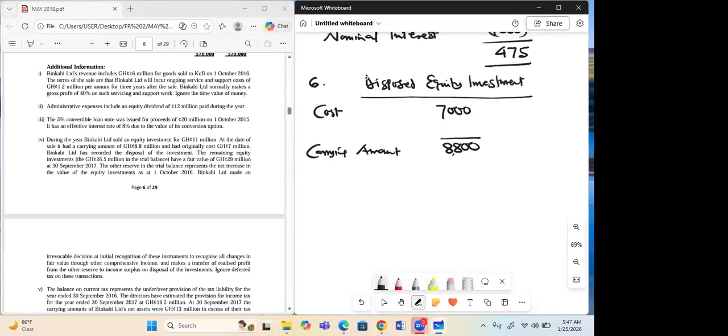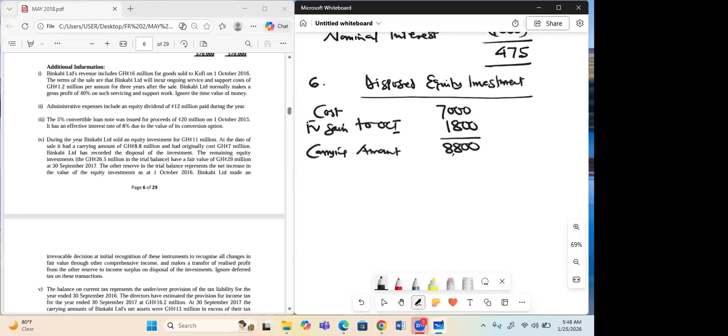And then they said the remaining equity investment, that's 26.5 million, had a fair value of 20. The reserve in the trial balance represents the net increase in value of equity investment. Binkabi Limited made an irrevocable decision at initial recognition of these instruments to recognize all changes in fair value through other comprehensive income. Are you listening? Yes. It means there was a fair value gain here, which they've treated in OCI previously. Previously, they had a gain of 1,800, which they've treated in OCI.